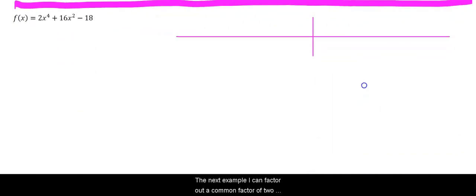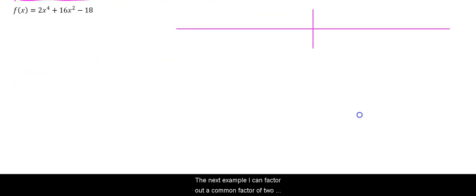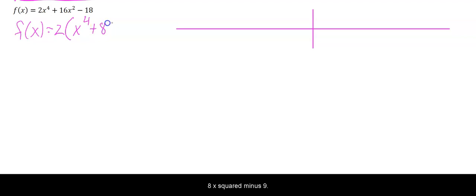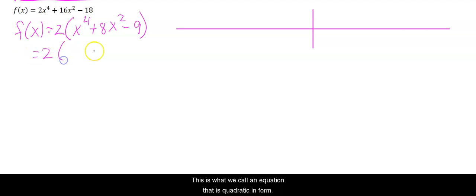In the next example, I can factor out a common factor of 2 before I get started factoring anymore. If you can take out a greatest common factor, you should always do it at step 1 because that will make it much simpler. This gives me f of x equals 2 times x to the fourth plus 8x squared minus 9. This is what we call an equation that is quadratic in form, meaning it's not degree 2, it's not quadratic, but it behaves like one.